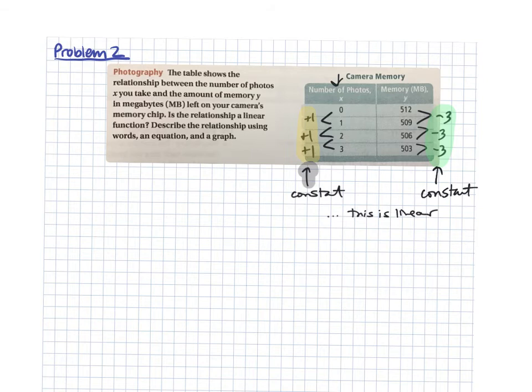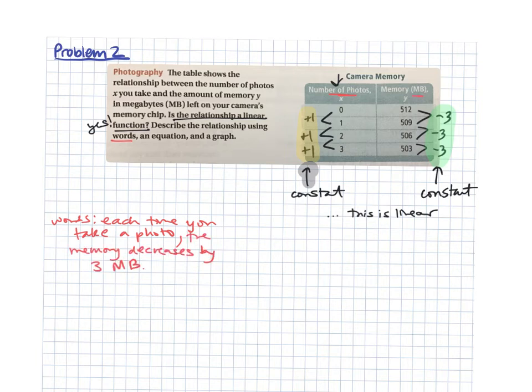Okay? And so is the relationship a linear function? Yes. Okay, describe the relationship using words. So with the words, let's hear words. As the number of photos goes up, so each time you take, so this is going up by 1. Each time you take a photo, I don't like to use you, what do we say? Each time a photo is taken, the memory card goes down by 3 megabytes, or decreases.